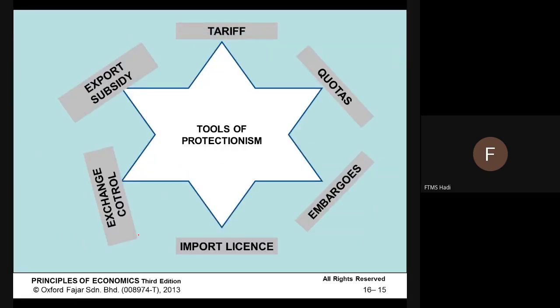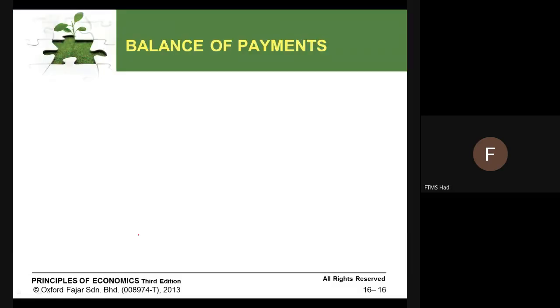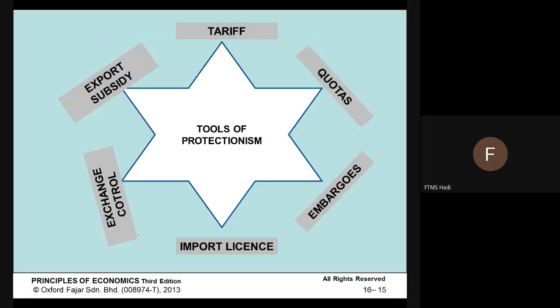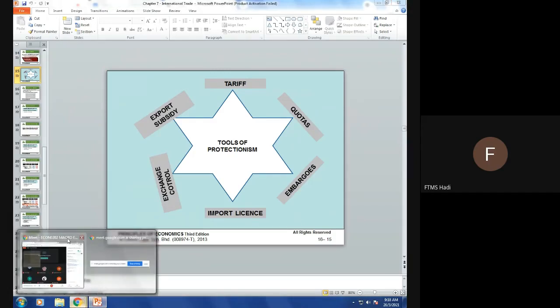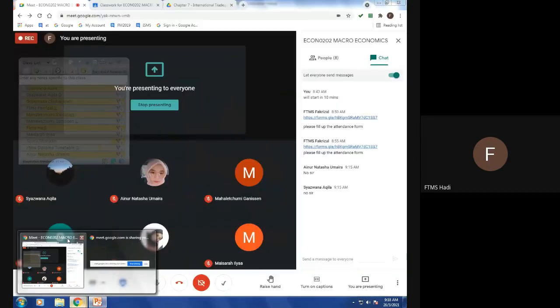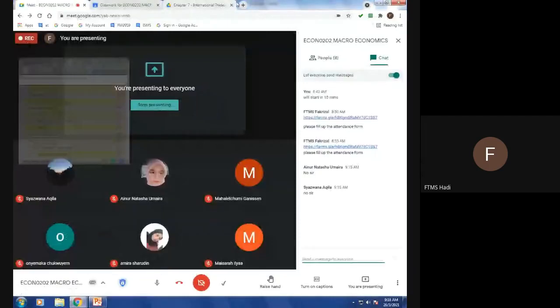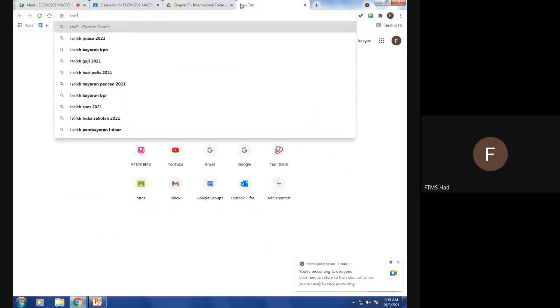Okay, you need to know what the tools of protectionism are. What are the tools to protect the country in terms of international trade? Okay, but this one does not have the definition there. You should know about this one. Let's have a look at the first one, which is tariff. Let me search for you what tariff is all about.